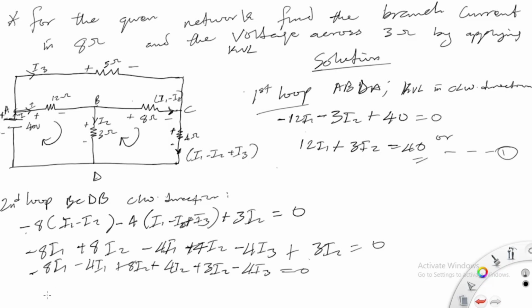And lastly, we would have what? We have minus 12I1 plus 15I2 minus 4I3, all equal to 0. You can say this is our equation 2. Third loop, which is what? Which is A, B, C, A. So now, what do we do considering that loop?